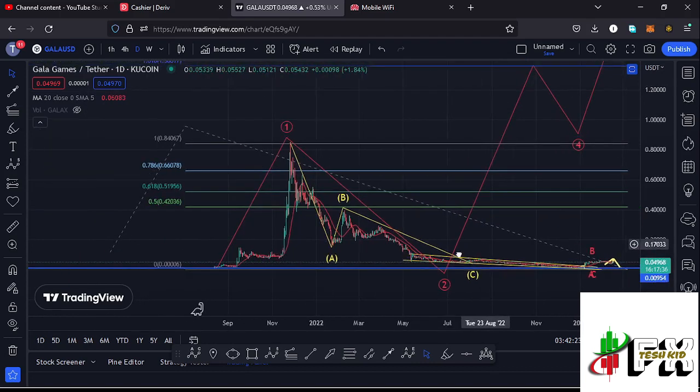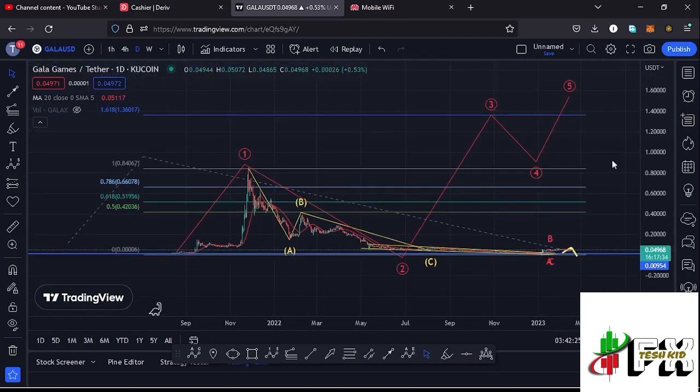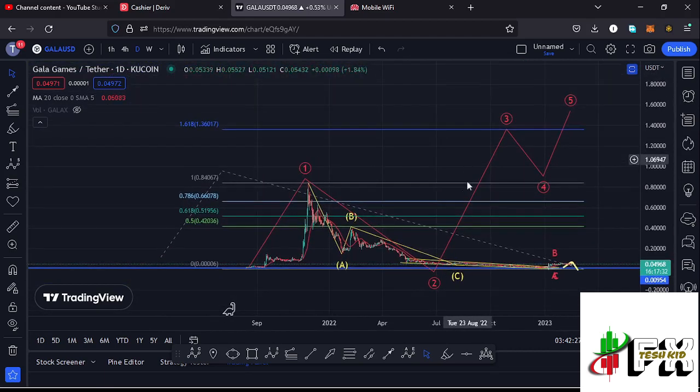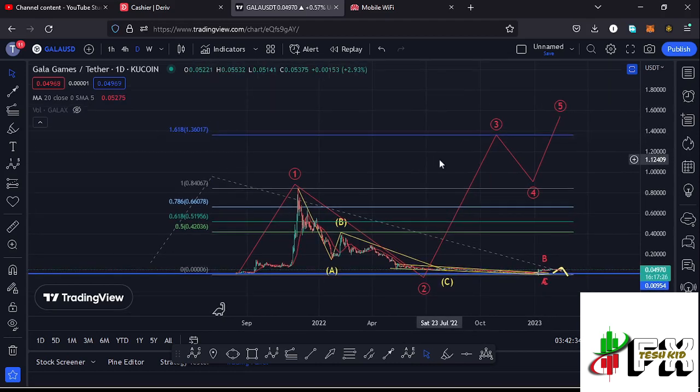And after seeing the low for that higher ADC count 2, whatever we expect on the long-term scenarios is a bounce to the upside in the formation of that higher ADC count 3, where I have my minimum target areas to the upside in the formation of that wave 3 at the fib of 1.618, and that is at around the $1.36017 mark before we can see that wave 4 and then push even higher in the formation of that wave 5.